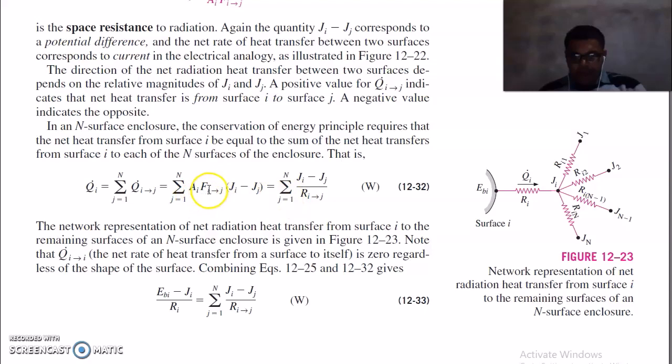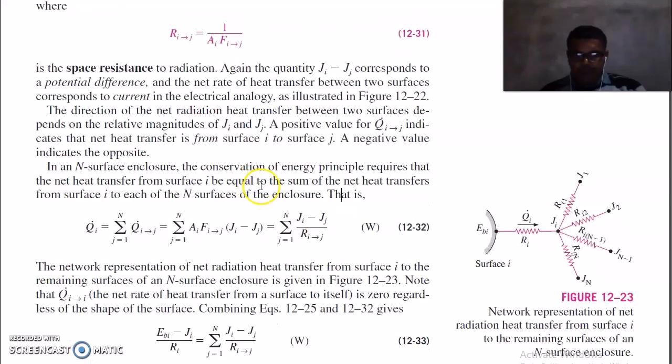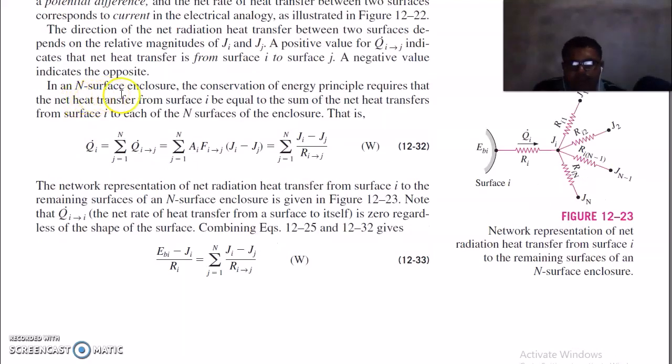and if you compare again with the electrical analogy, you will get this resistance. Now this is surface i, and these are n surfaces to which radiation is transferred. So in this case your resistances are Ri, then Ri1, Ri2, Rin-1 and Rin and so on. This is for the n surface enclosure case.